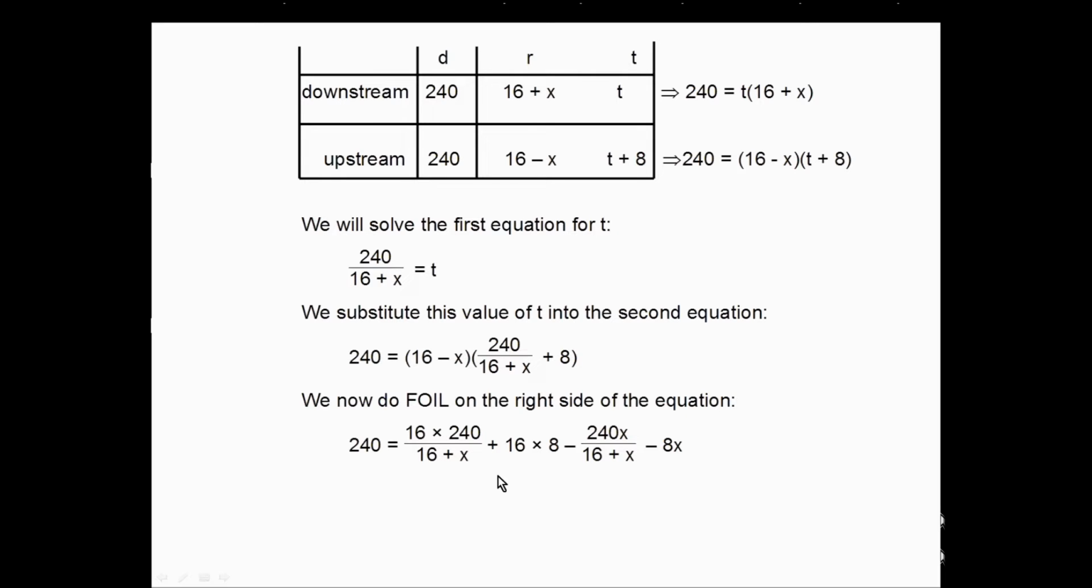Okay, I got some multiplication to do. 16 times 8 and 16 times 240. So I'm going to have 240 is equal to 3,840 over 16 plus x, plus 128, minus 240x over 16 plus x, minus 8x.